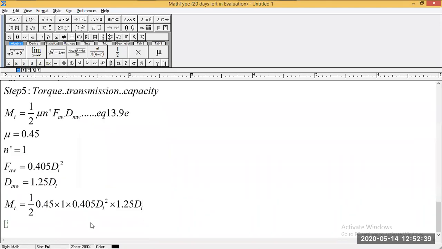Right. So let me simplify this further. So MT here will be 0.5 into 0.45 into 0.405 into 1.25. So this is coming around 0.114. Then you have di square and into again another di. You'll have a cubic value. Right. We're almost at the final stage.